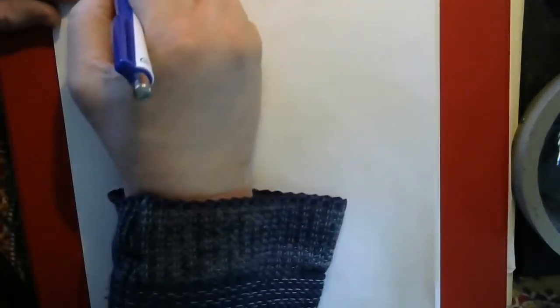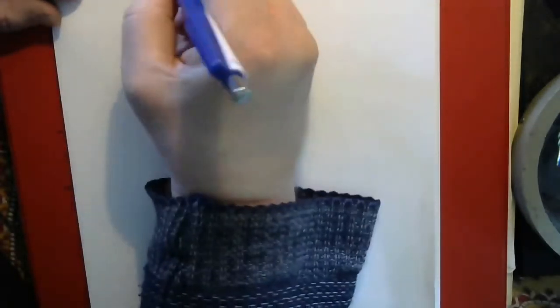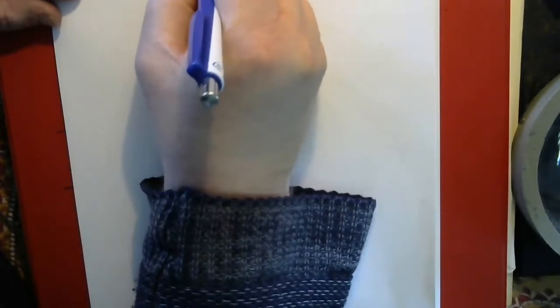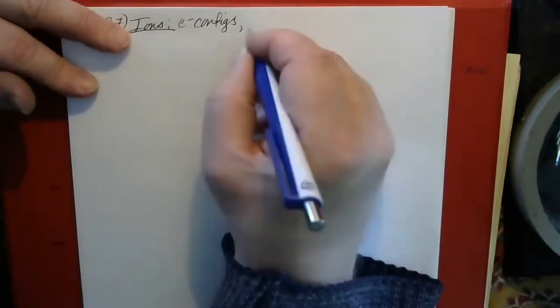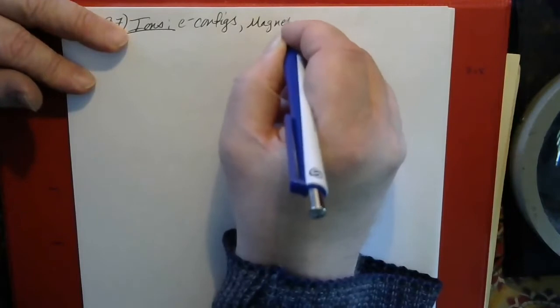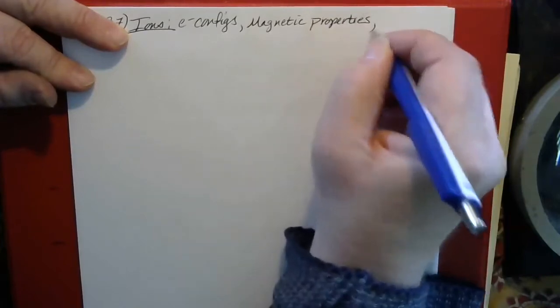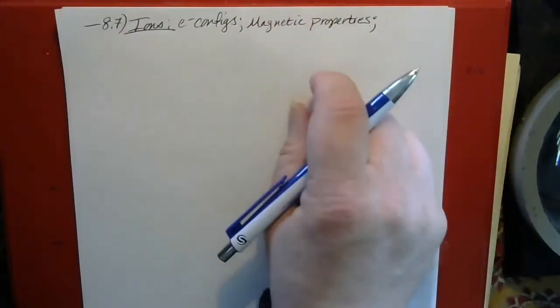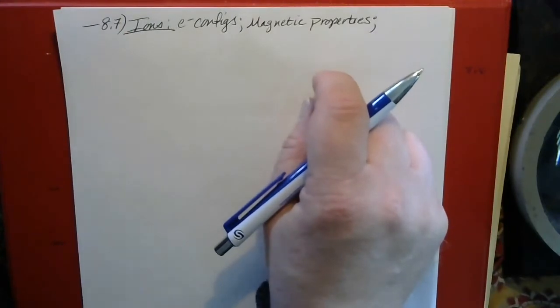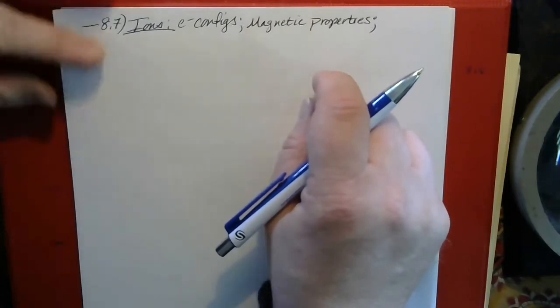Okay, that brings us to section 8.7, which is about ions: electron configurations of ions. We've already done some of that, so some of this will be a review. Magnetic properties actually just has to do with whether there are any unpaired electrons in the electron configuration, which you can tell if you draw out the orbitals graphically, like we've already seen.